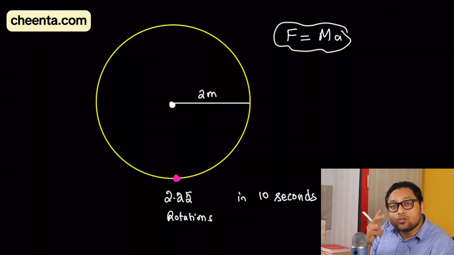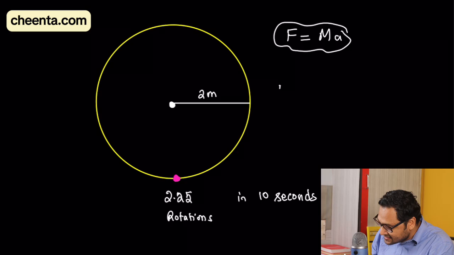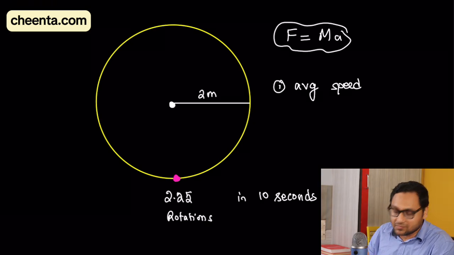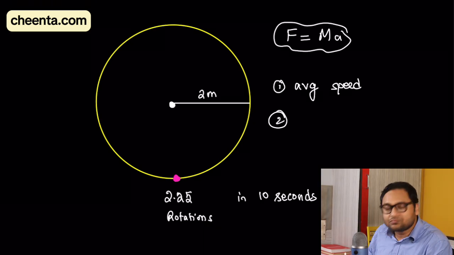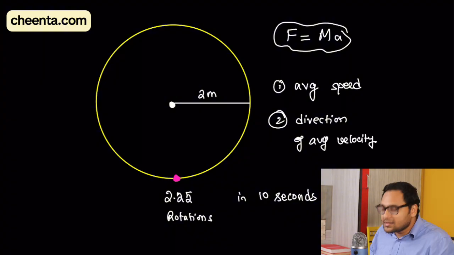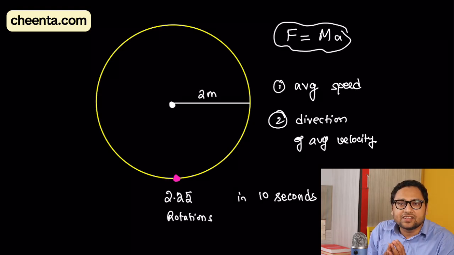We have to find out two things. The first one is average speed: what is the average speed of this particle? Number two, what is the direction of average velocity? So let's start with average speed.